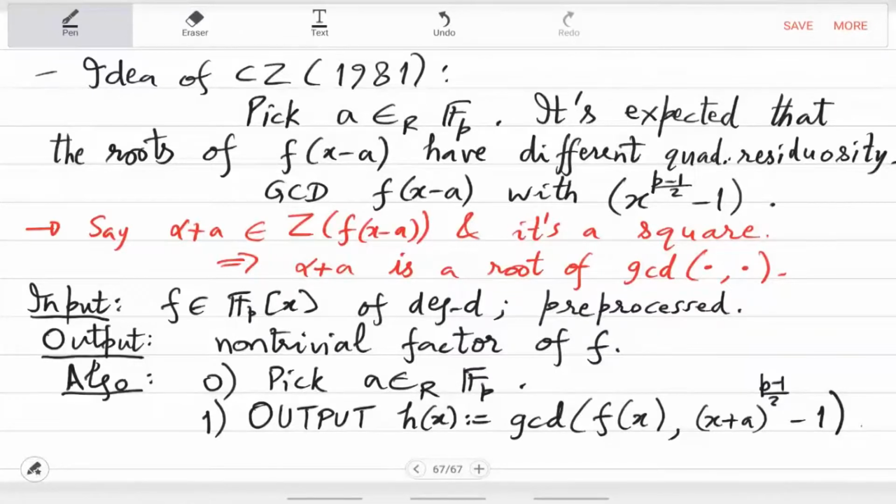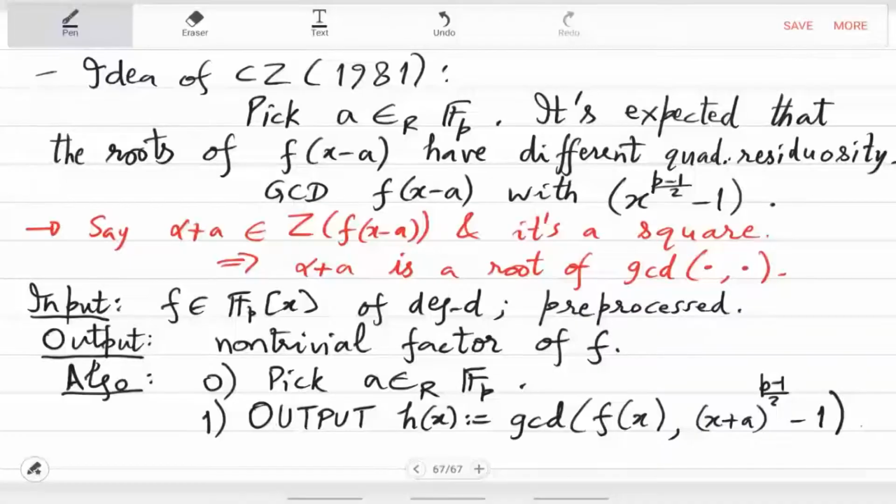Okay. So, if your choice of a was lucky, then in f of x minus a, there will be two roots which have opposite residuosity. Okay, and with that luck, GCD will factorize f. Okay, so there is only one step. So let us analyze this.